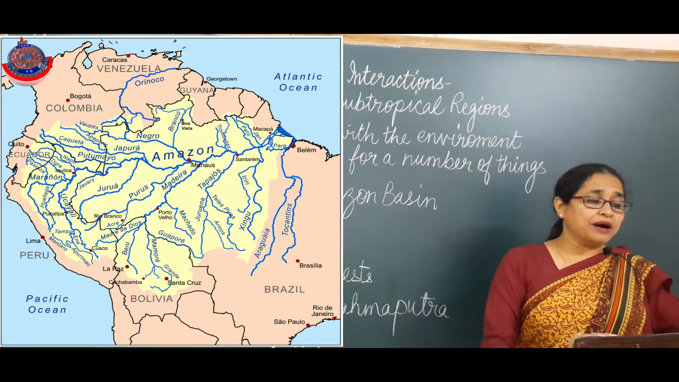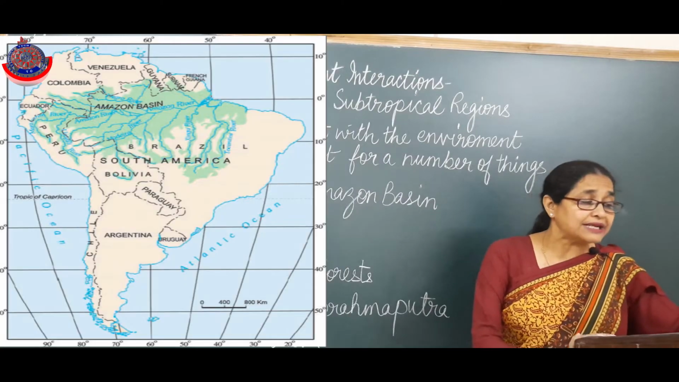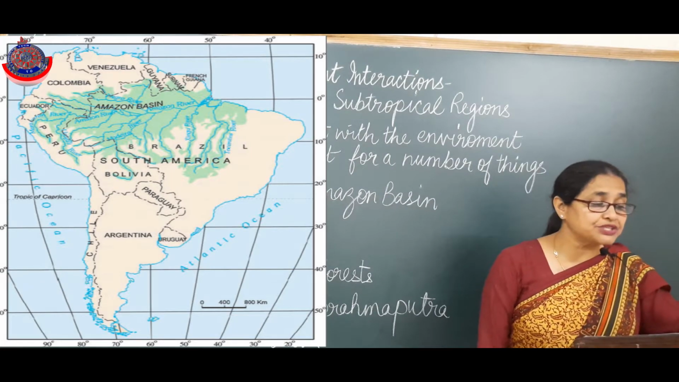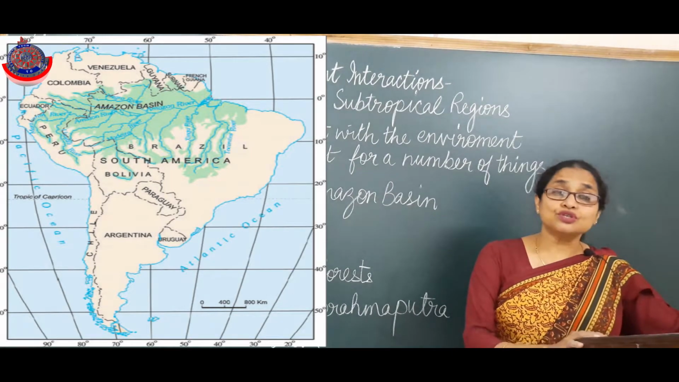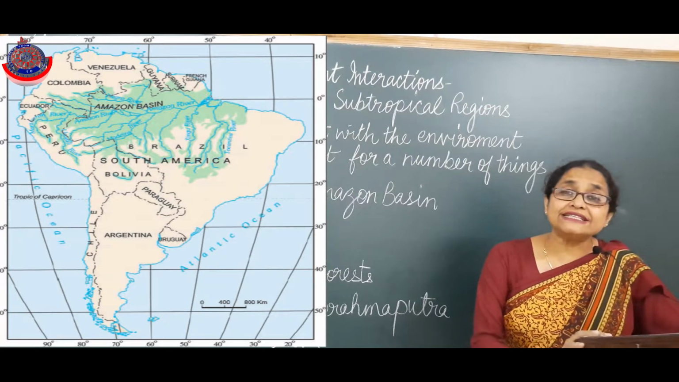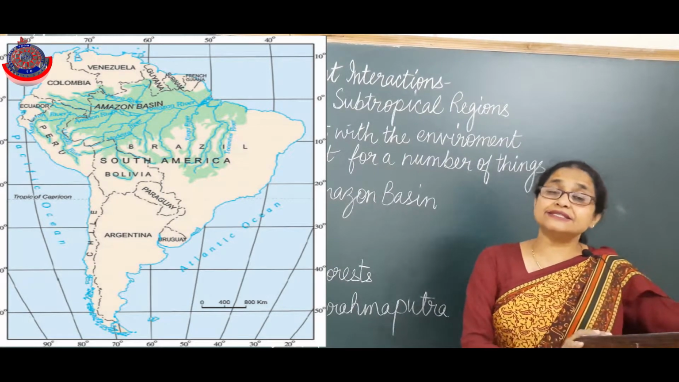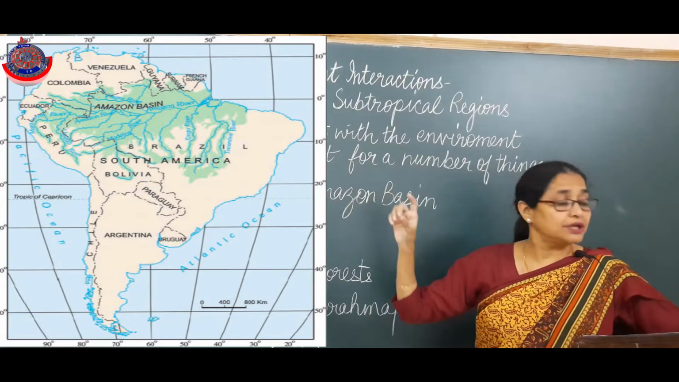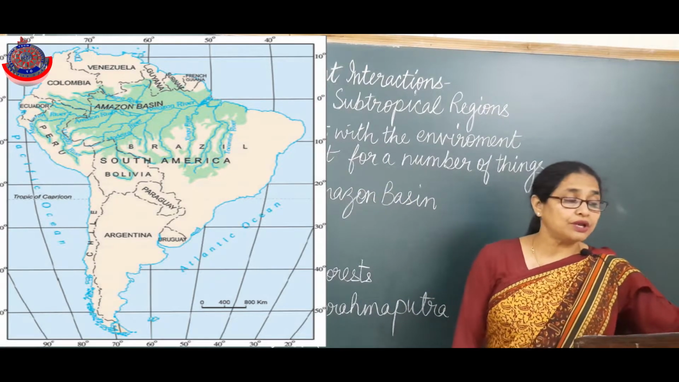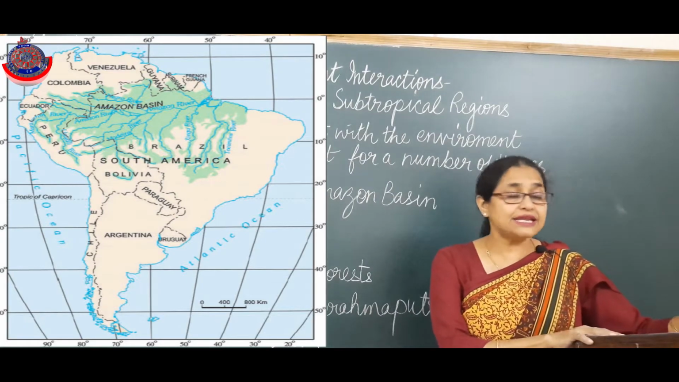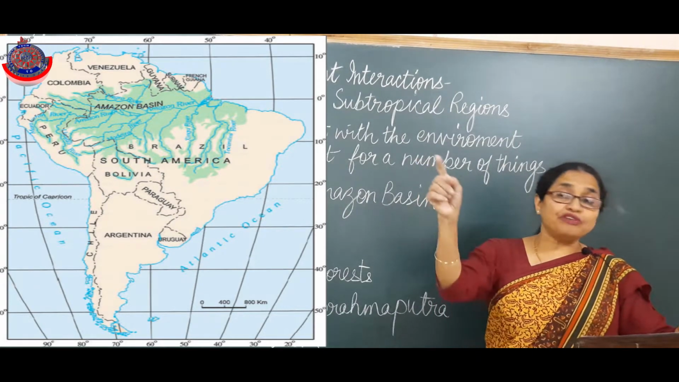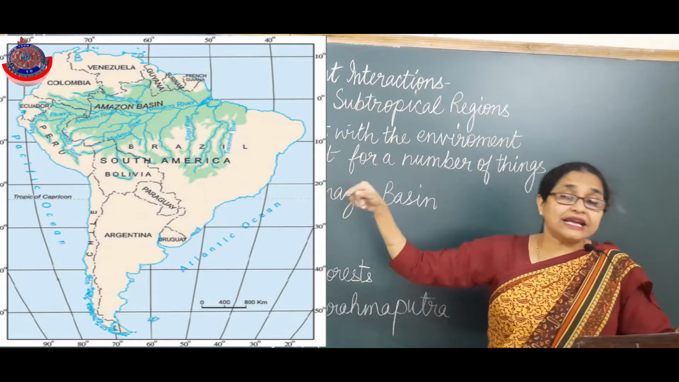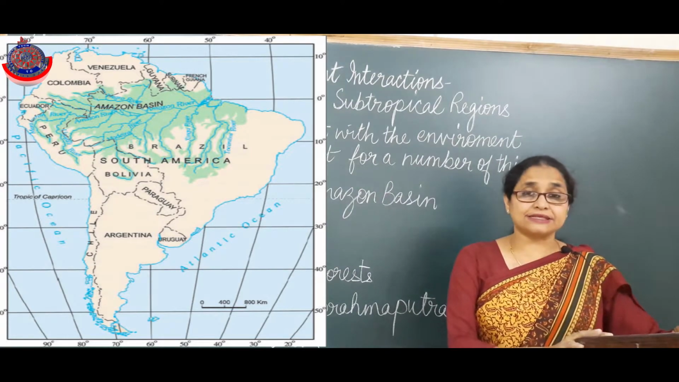Before learning about the Amazon basin, let us look at the map. Notice that the tropical region lies very close to the equator, between 10 degrees north and 10 degrees south. So it is referred to as the equatorial region. The river Amazon flows through this region. Notice how it flows from the mountains to the west and reaches the Atlantic Ocean in the east.